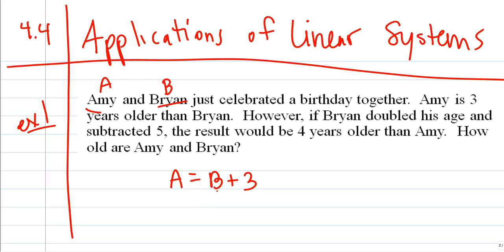That makes sense. However, if Brian were to double his age, so if we took Brian's age and we doubled it, now double does not mean square. Double means we take his age and we multiply it times 2. Okay? Does not mean B times B, it means B times 2. We took his age and doubled it and subtracted it by 5. The result, or it would equal 4 years older than Amy. So that would be Amy's age plus 4.